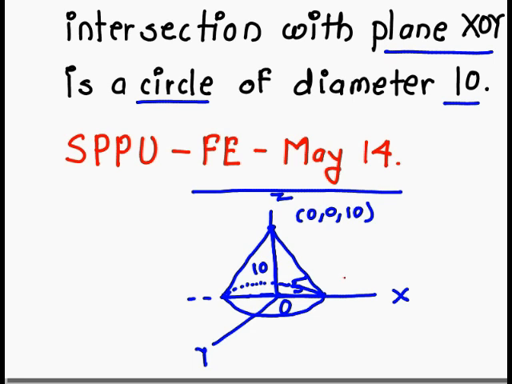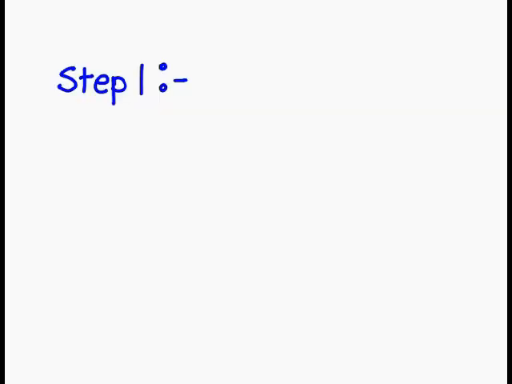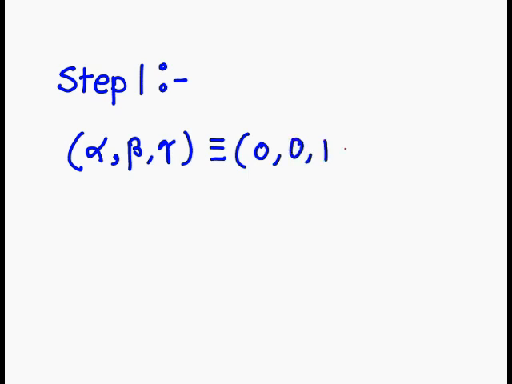Now let's start to solve this to find the equation of the right circular cone. In step number 1, we write the given information, that is the coordinates of a vertex alpha, comma, beta, comma, gamma is equal to 0, comma, 0, comma, 10. So this is nothing but our coordinates of a vertex.